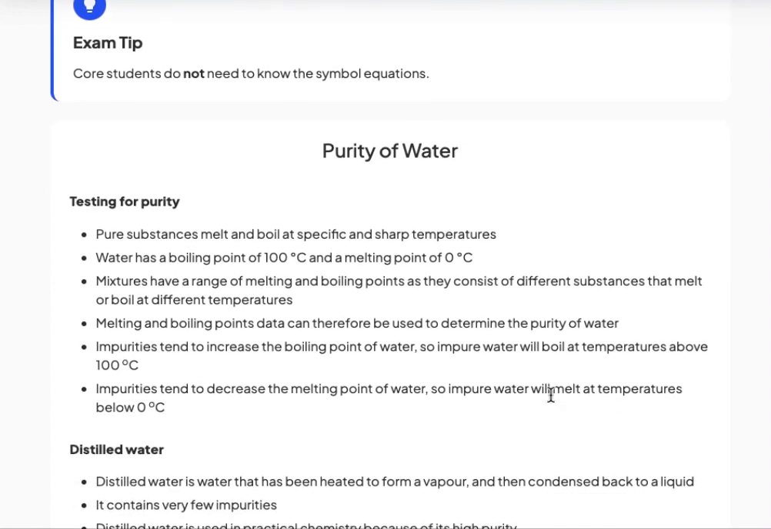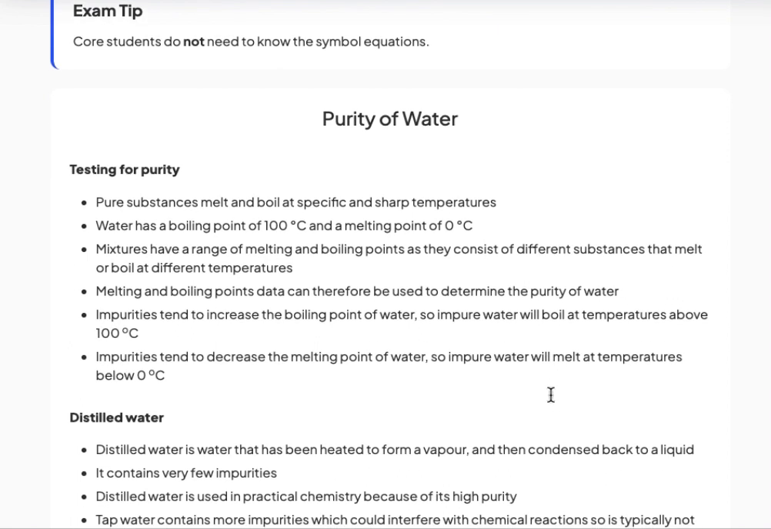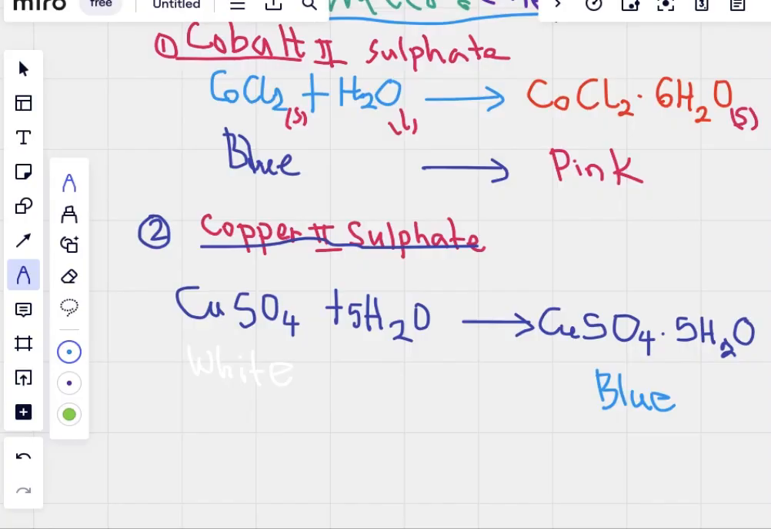Now let's quickly take a look at the purity of water. How pure water is, or what is pure water. Testing for purity: pure substances melt at their normal melting point, and they boil at their standard normal boiling point, a specific, sharp value. The melting point of ice is 0. If it's pure, it will melt at 0 degrees Celsius. And the boiling point of water is 100 degrees Celsius. When it gets to 100, it will boil.